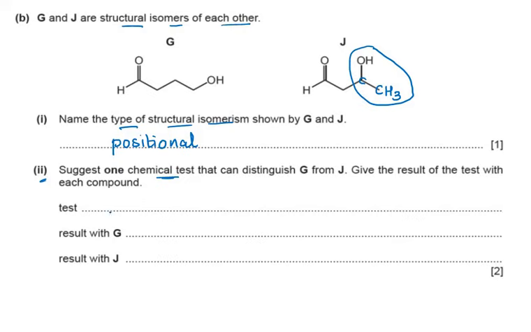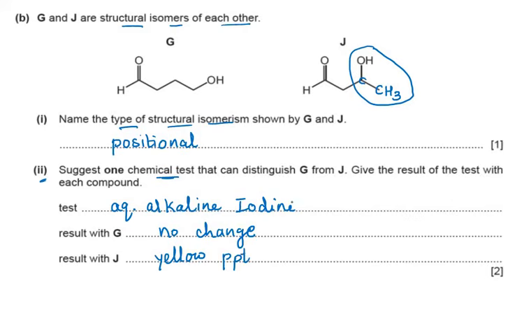So the test is the aqueous alkaline iodine test. Actually we should be writing iodine in the full word, so I'm writing it again. The result for G is that there will be no change, because it does not show any reaction, but the result for J is that it shows yellow precipitate with alkaline iodine, and this part of the functional group is going to show the reaction with iodine.